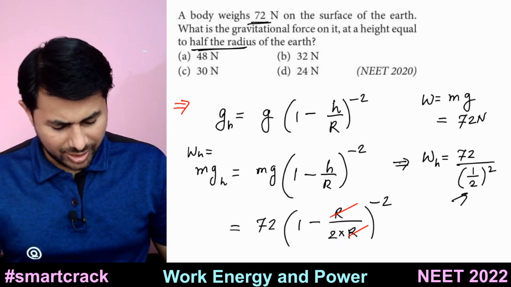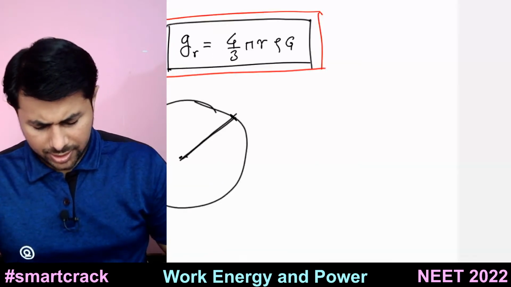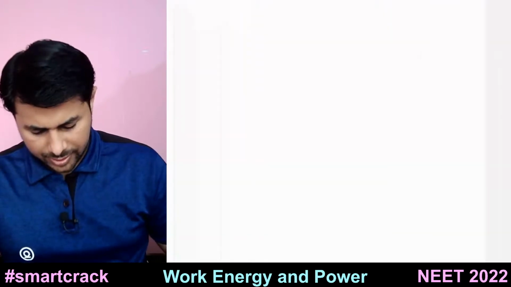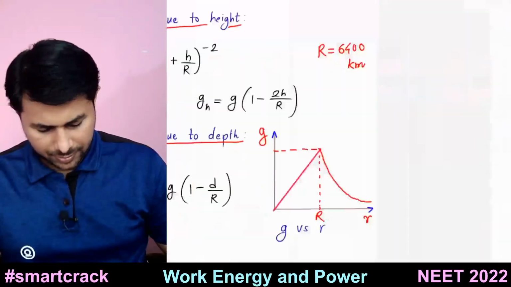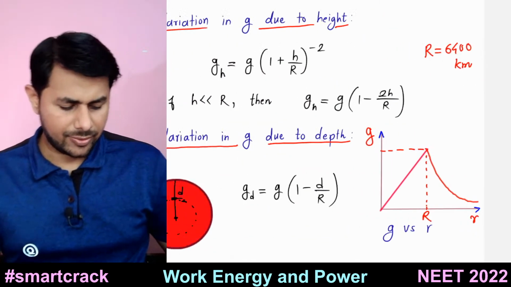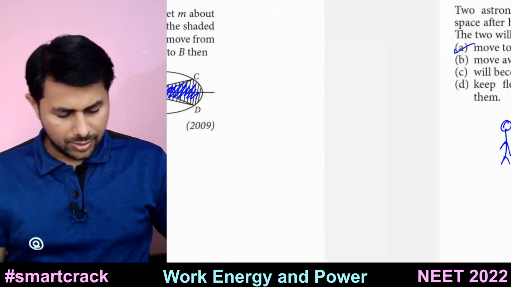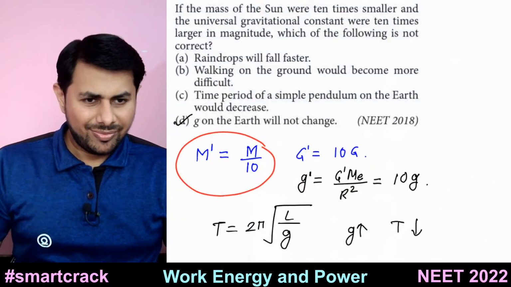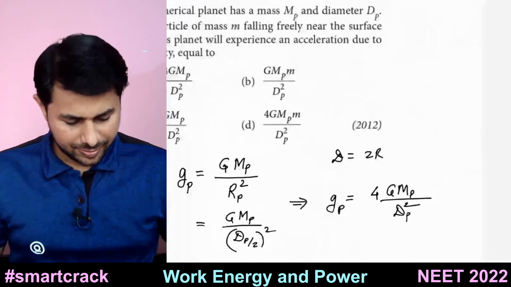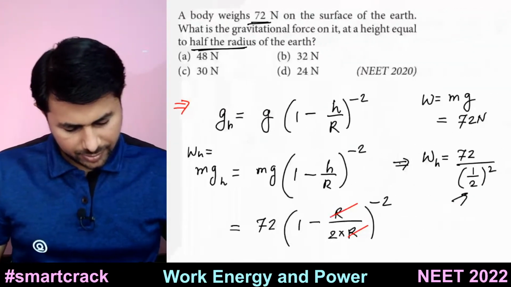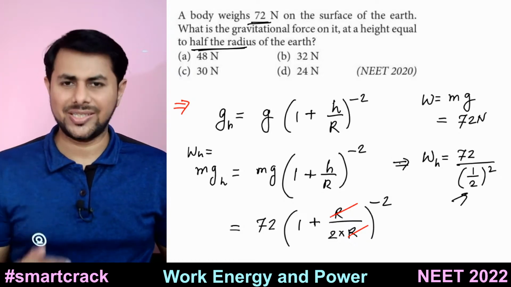Let us check the formula. It is, I guess, 1 minus h by R raised to minus 2. It's correct only. Let us check. One plus h by R. Oh, my mistake, I am sorry. Here h is less than R. Okay, I missed this thing. It should be 1 plus h by R.